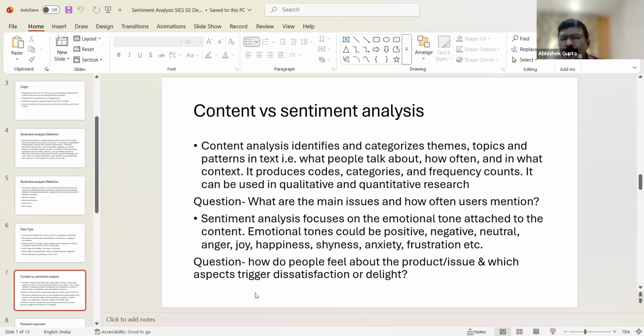Okay, so emotional tone could be anything, in any organization or within any customer review: anger, joy, happiness, shyness, anxiety, frustration. And for doing sentiment analysis, the researcher might ask how people feel about product issues, and which aspects trigger dissatisfaction and delight. That means which aspects, so we are more concerned about the context or also the characters, right? So this is the difference between content and sentiment analysis.